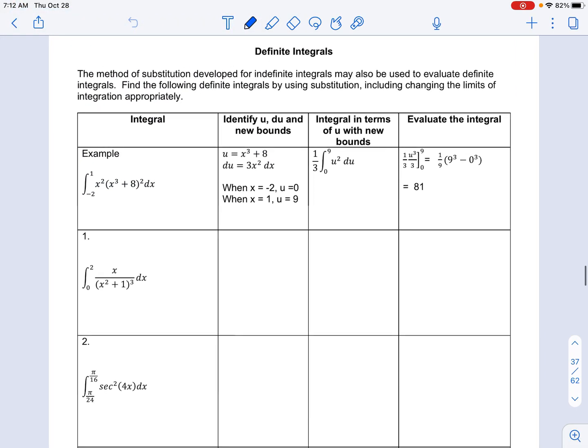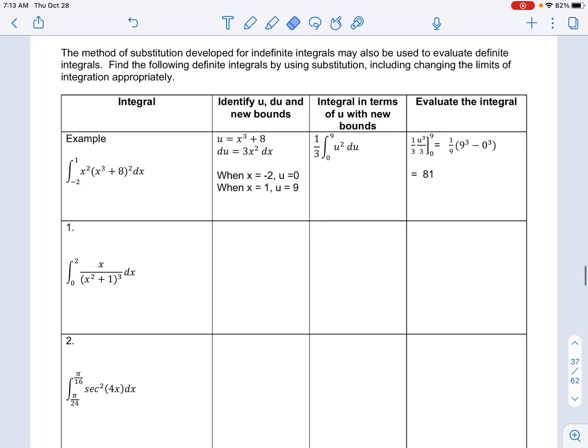Now we're going to do the u substitution idea, but do it for definite integrals. So we have bounds here. Remember, these bounds match up with this variable of integration, so these are going to be your x bounds. In order to integrate this, we are going to have to change it to our u bounds.